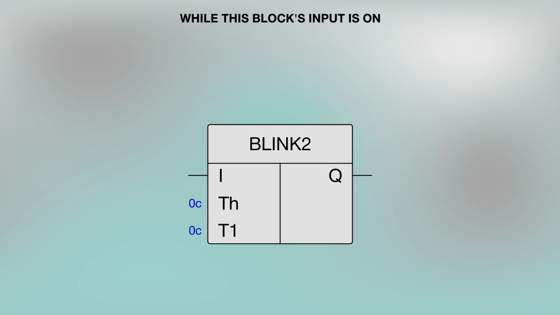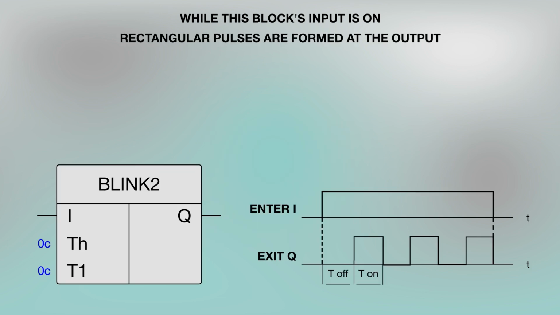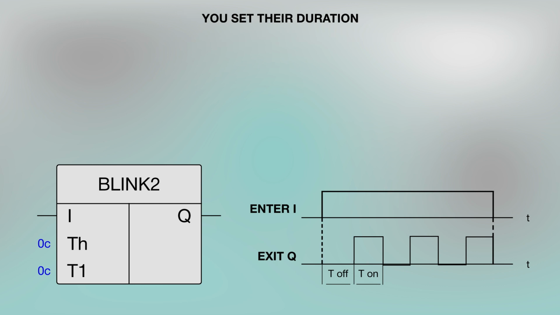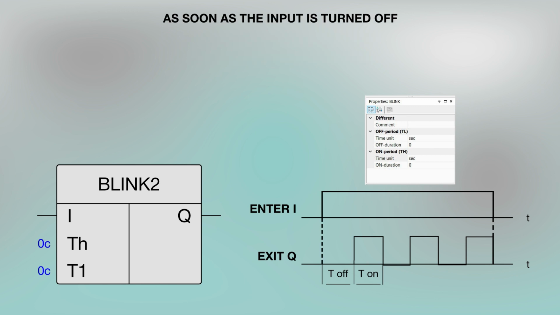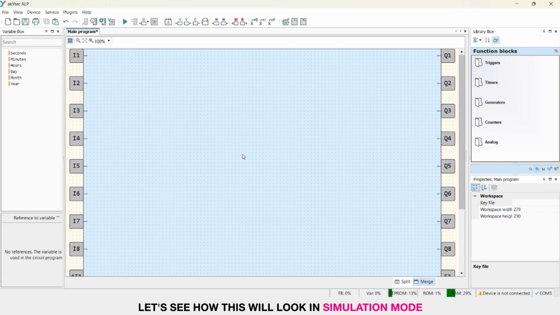While this block's input is on, rectangular pulses are formed at the output. You set their duration and the pause between them in the blink block settings. As soon as the input is turned off, the output will also be off. Remember, blink always starts with a pause. Let's see how this will look in simulation mode.